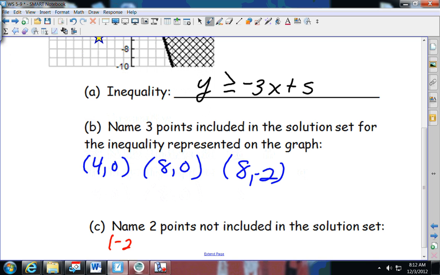I've got -2, 0. I see right here, just trying to look, I've got 0, -8. -1, -8. Any of those will work. Now let's look at the next one.